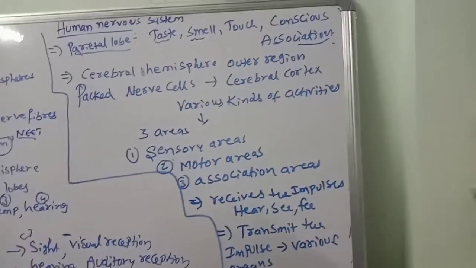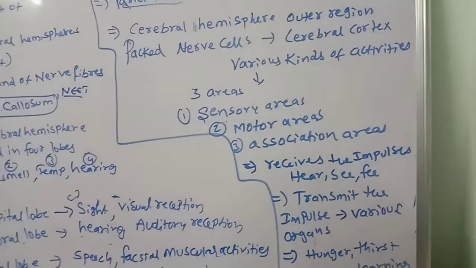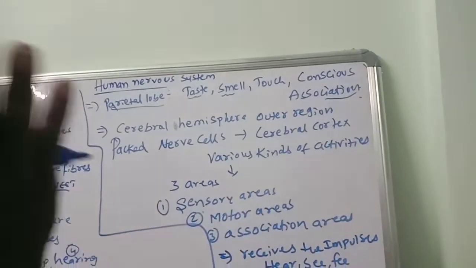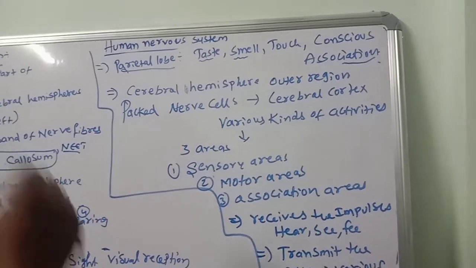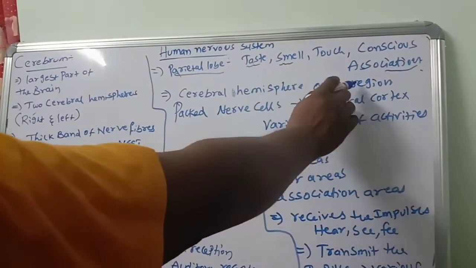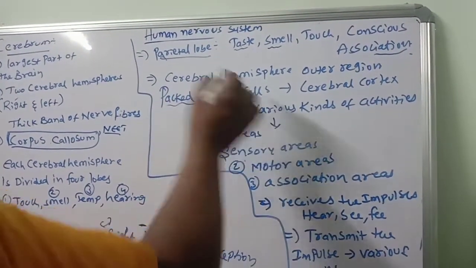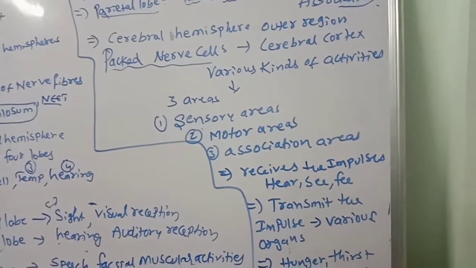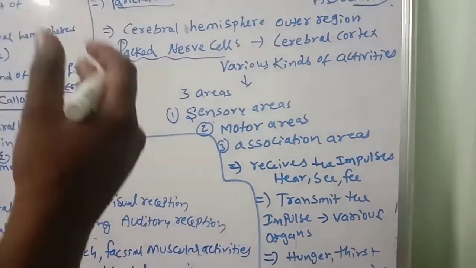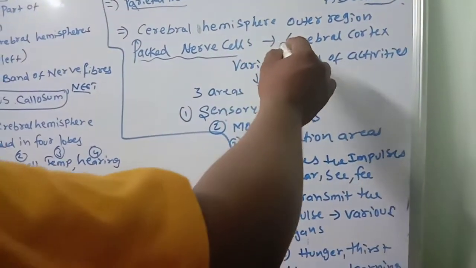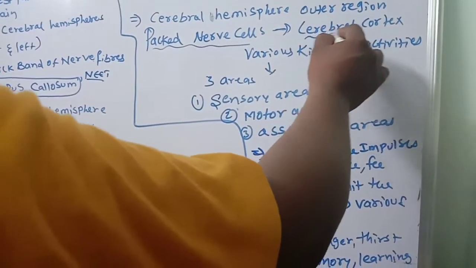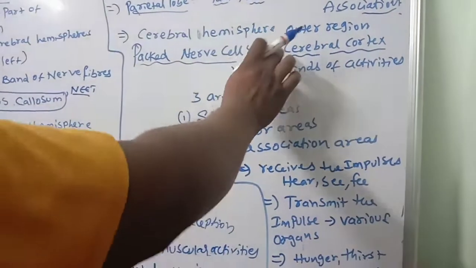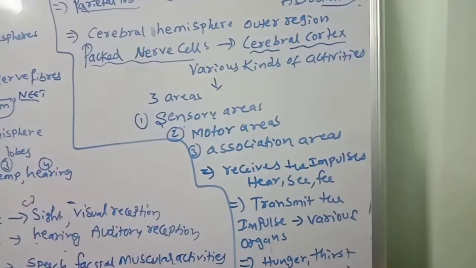What are the lobes? Occipital lobe, temporal lobe, frontal lobe, parietal lobe. Remember, each cerebral hemisphere has four lobes. The outer region of the cerebral hemisphere is packed with nerve cells, and these nerve cells all together are called the cerebral cortex. This cerebral cortex performs various kinds of activities.